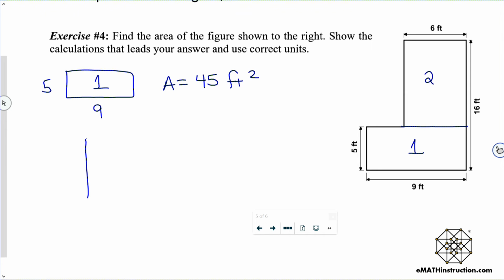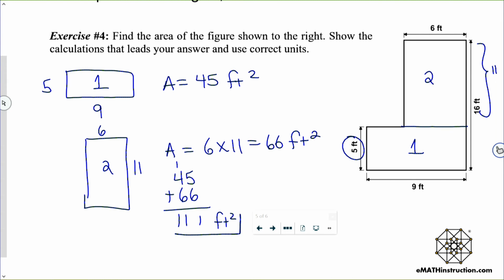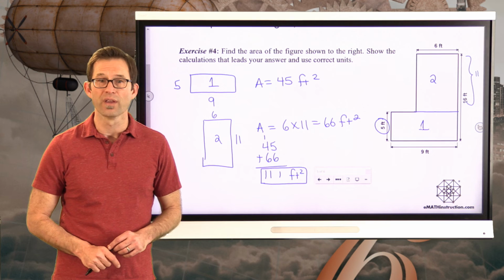On the other hand, rectangle 2, this one I have to do slightly more work on, because although I know this dimension is 6 feet, this dimension I have to do a little subtracting, and that's going to be 11 feet, right? It's that 16 feet minus that 5 feet, that's 11 feet. Its area then is 6 times 11, or 66 square feet. And if I do 45 plus 66, I get 111 square feet as the area. That's it, 111 square feet as its area.